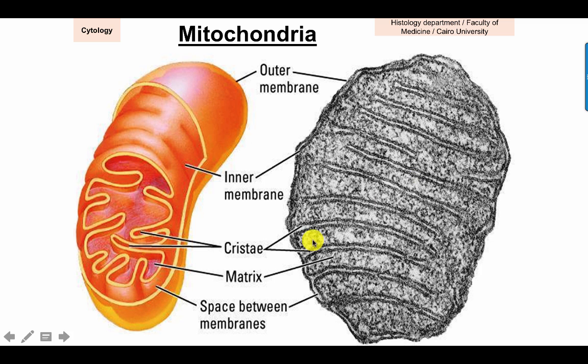And here we have the matrix. The matrix contains the enzymes of the Krebs cycle, which are oxidative enzymes. So in the matrix we have oxidative enzymes. In the elementary particles we have oxidative phosphorylation enzymes, which is the ATP synthase enzyme responsible for formation of the ATP. Nothing is evident here except this matrix, of course, and here we have some electron-dense particles inside the matrix.